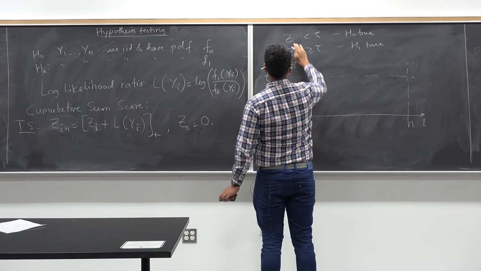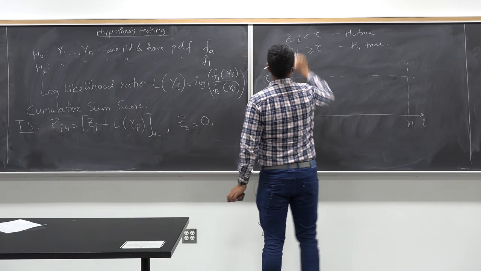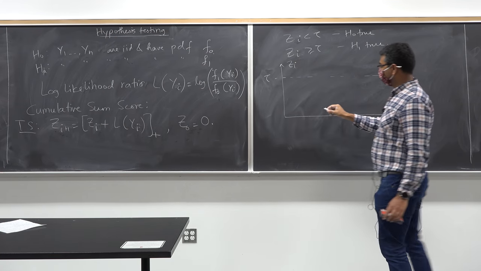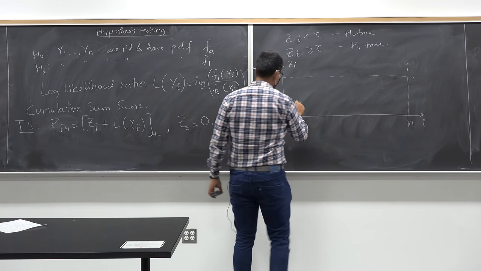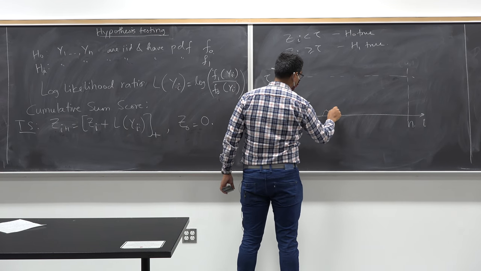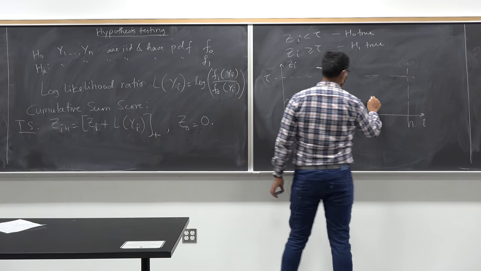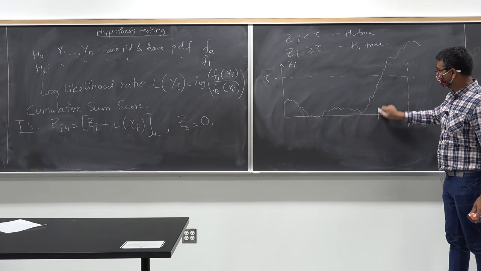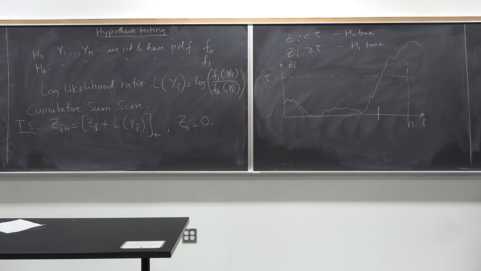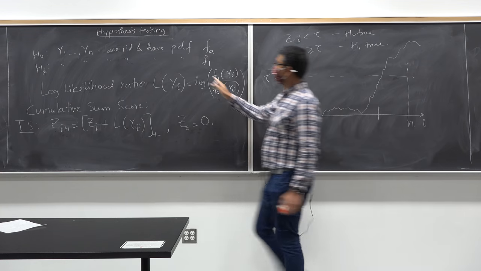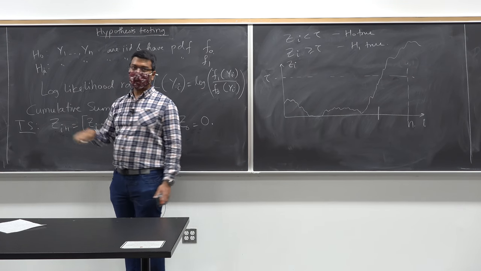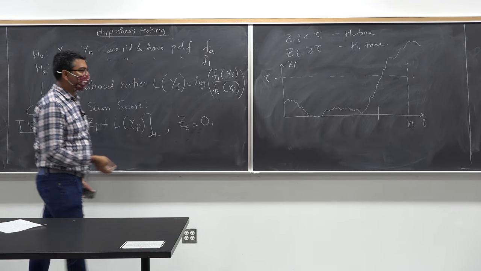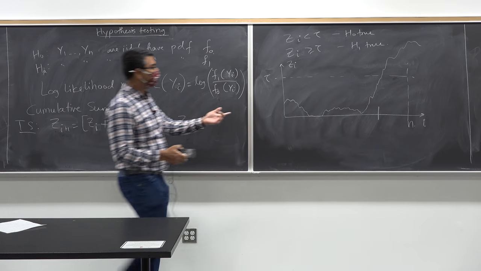I should actually write not Zn, but Zi. So here what you typically see is this. There is a change. Some change happened here, after which the Q-sum score blew up. Which means that your underlying distribution of Y has changed at that time. So that is used for the change detection part.